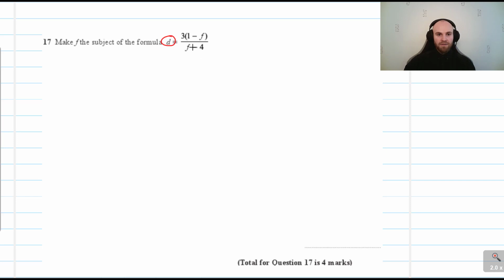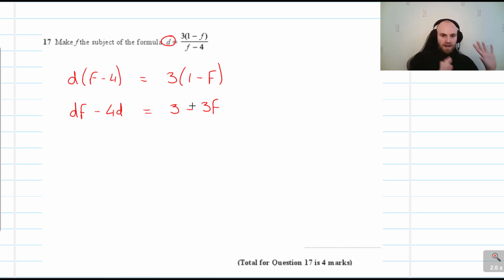I want to get rid of this 4 minus F, so I'm going to multiply both sides by 4 minus F. So that's going to be D times 4 minus F equals 3 times 1 minus F. I'm going to expand the brackets. So D multiplied by F is going to be DF. D multiplied by minus 4 is going to be minus 4D. 3 multiplied by 1 is going to be 3. 3 multiplied by minus F is going to be minus 3F.